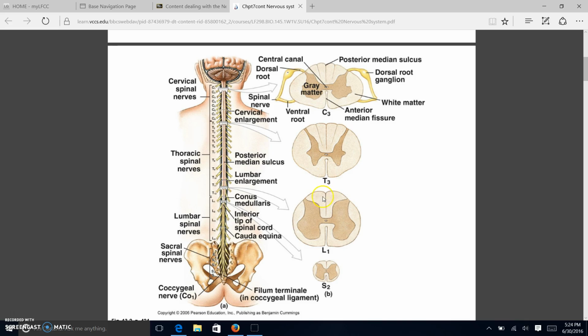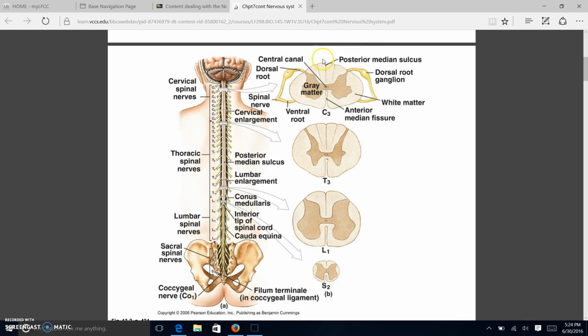And notice that within the periphery of the spinal cord, which is surrounded by meningeal layers, we have some distinct areas, no matter if we're looking at the sacral, lumbar, thoracic, or cervical area. The first deep groove we see is called the anterior median fissure. Notice it's here, here, and here. Anterior for us would be the same thing as ventral, or the belly side, or front side.